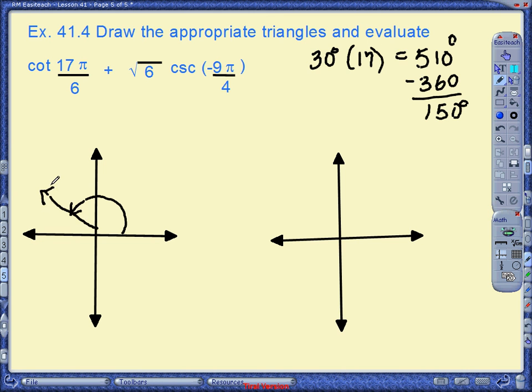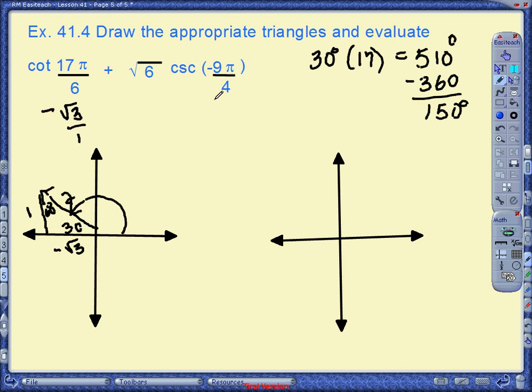The nice thing about radian measure is that you can always tell what the related angle is by finding this pi over 6, and it's 30. We know that opposite the 30-degree angle is 1, positive 1 because it's up, adjacent -√3, and the hypotenuse is 2. So our cotangent now, cotangent is the reciprocal of tangent. Tangent is opposite over adjacent, so cotangent is adjacent, -√3, over opposite.